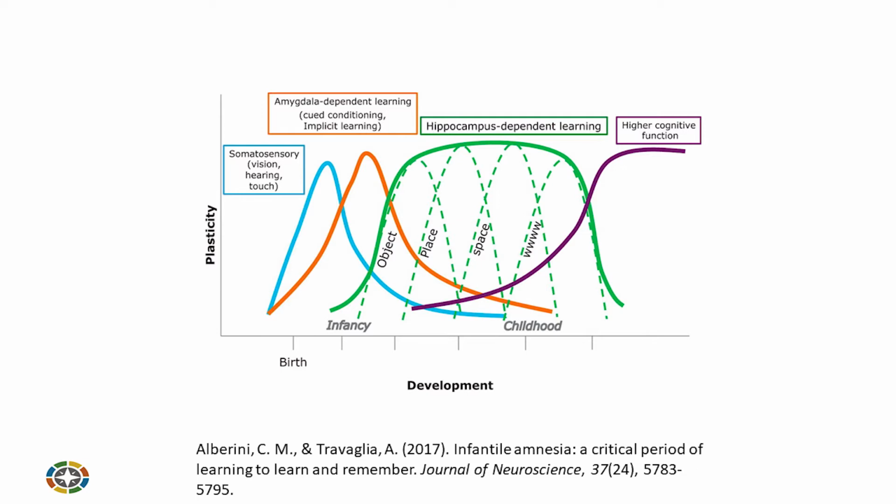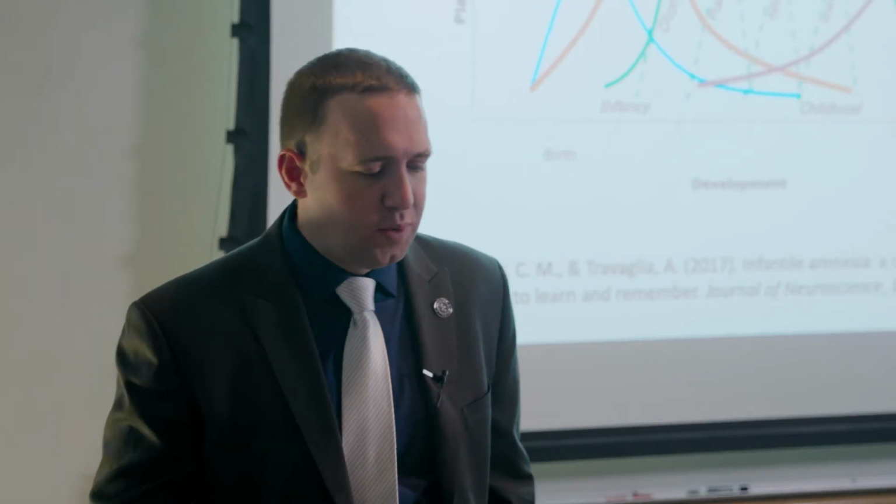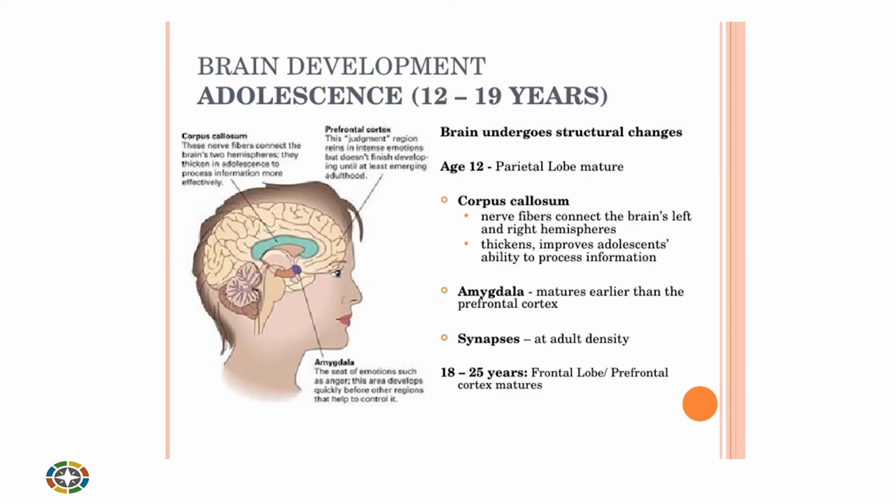So this is just kind of a developmental chart. In infancy, from birth, people learn how to see, hear, and touch. We learn cue conditioning and implicit learning, like don't touch that hot thing, don't grab a bee, stuff like that. Right? We learn that pretty early on. And then hippocampus dependent learning gives us object placement, place preference, space preference. We learn how to navigate the world. And then higher cognitive function really kind of emerges in later childhood and into adolescence, where people are able to do higher order, say, decision-making processes.